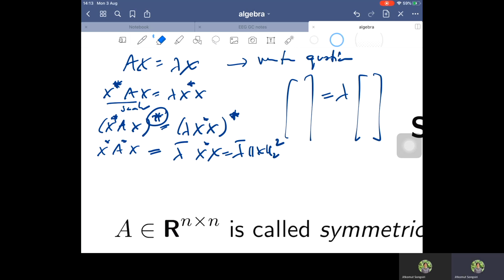Everyone shouldn't be confused on the fact that lambda star is just going to be lambda bar, right? Because lambda is a scalar.